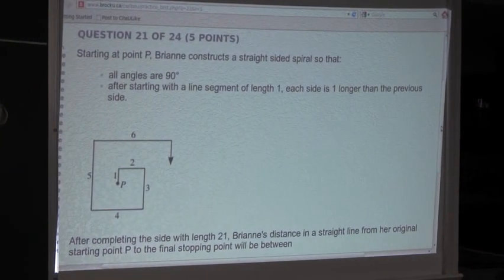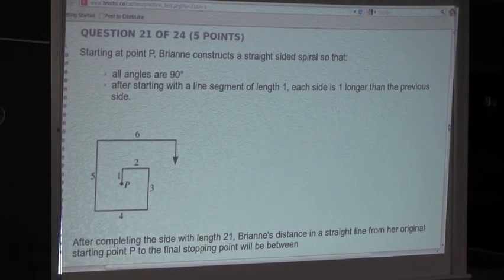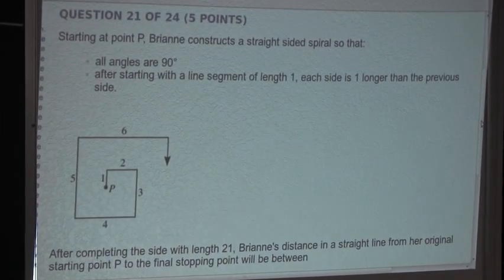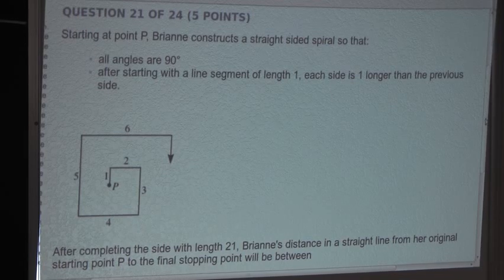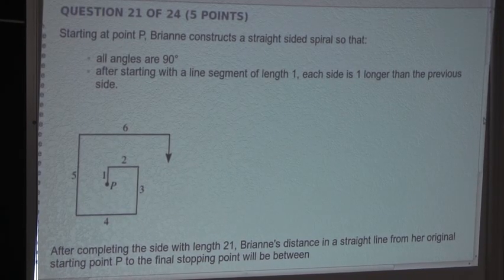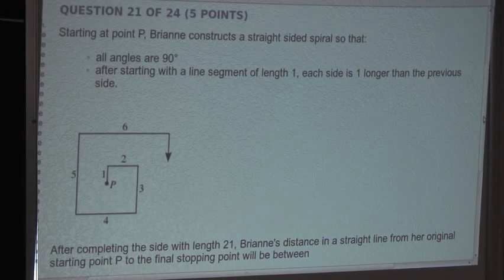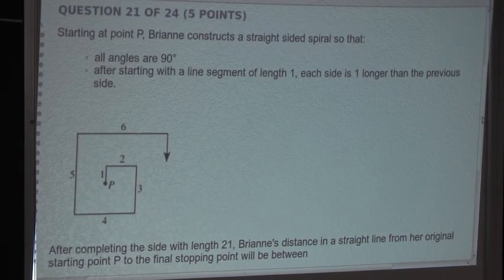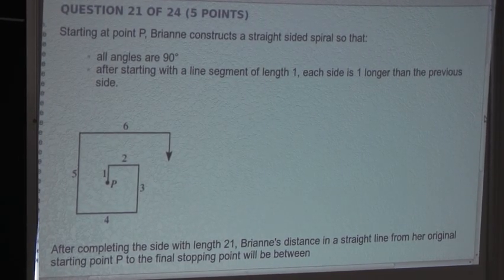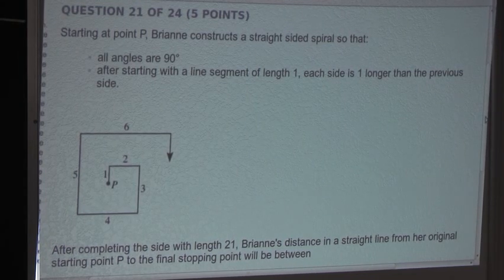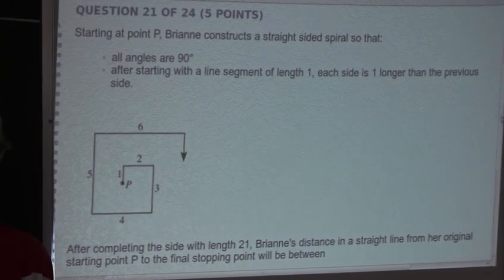starting at point P, Brianne constructs a straight-sided spiral so that all angles are 90 degrees, and after starting with a line segment of length 1, each side is 1 longer than the previous side. So after completing the side with length 21, Brianne's distance in a straight line from her original starting point P to the final stopping point will be between the following choices.